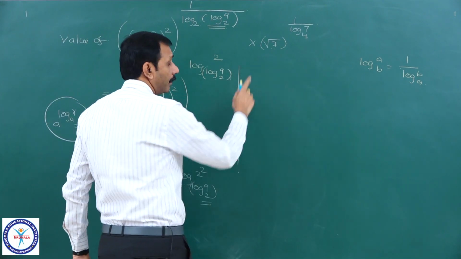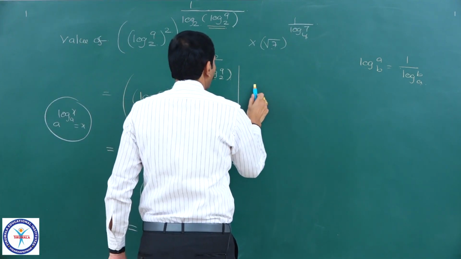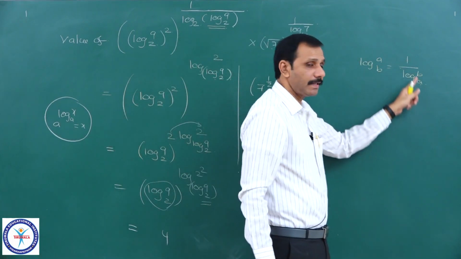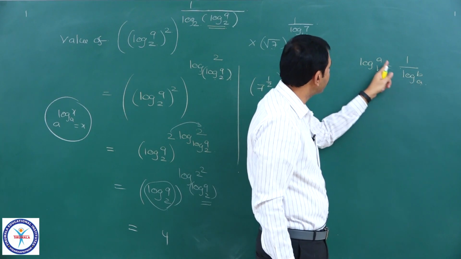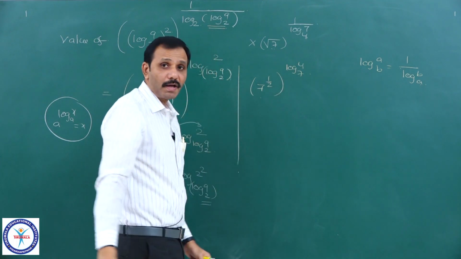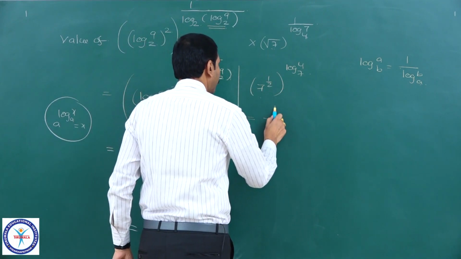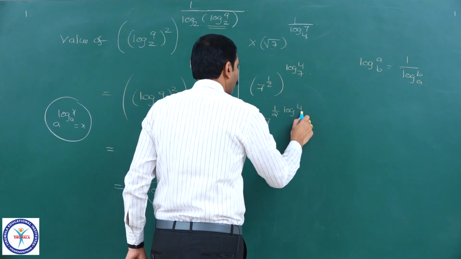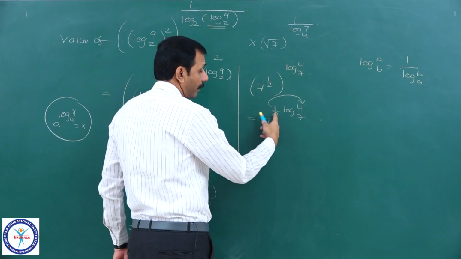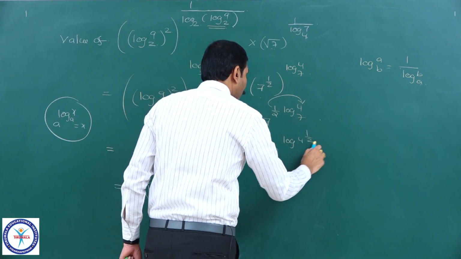Let me take the second term simplification and I will multiply both. Again, root 7 whole power, I will write it as 7 power 1 by 2 whole power. The same property I will use: 1 by log b to the base a equals log a to the base b. It is log 4 to the base 7. Now it is of the form a power m whole power n, which is a power mn. It is equal to 7 power 1 by 2 into log 4 to the base 7. Now this 1 by 2 will come here because it is of the form m log a equals log a power m. It is equal to 7 power log 4 power 1 by 2 to the base 7.